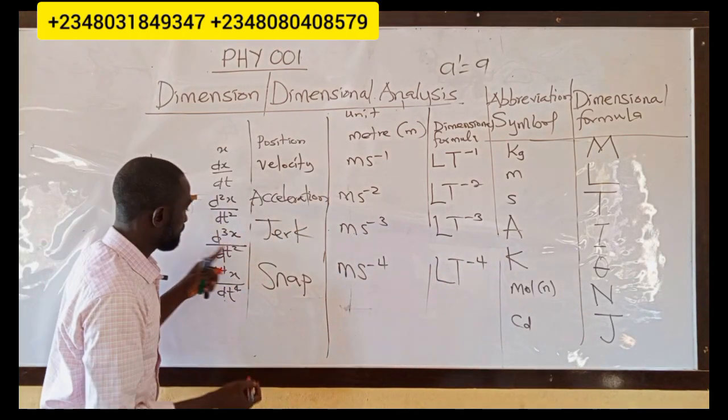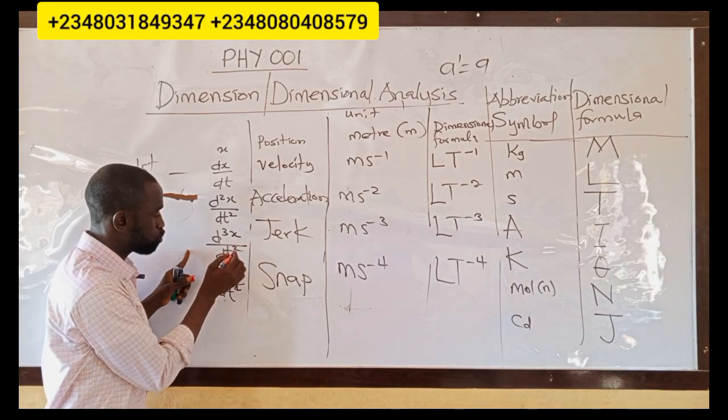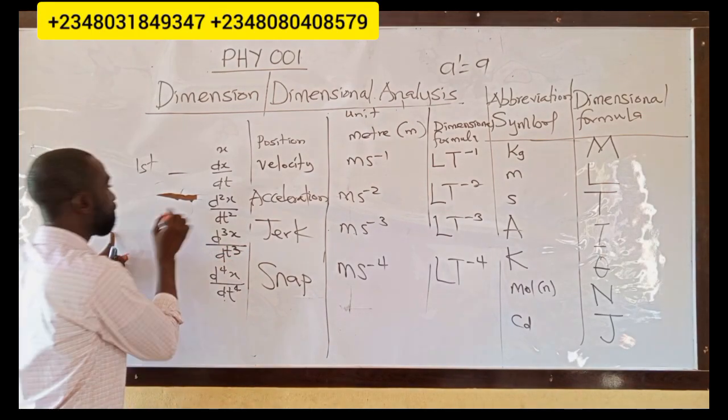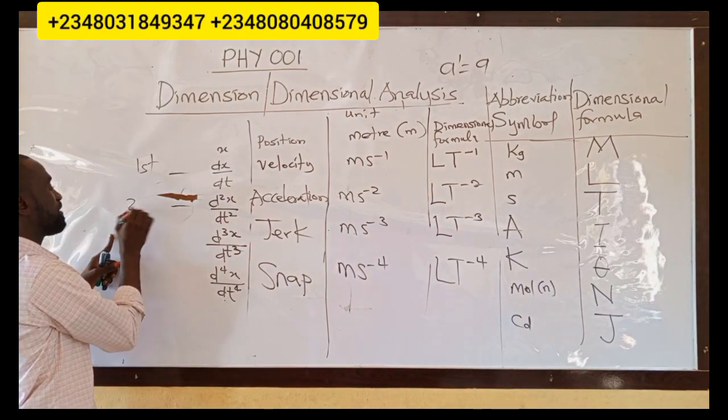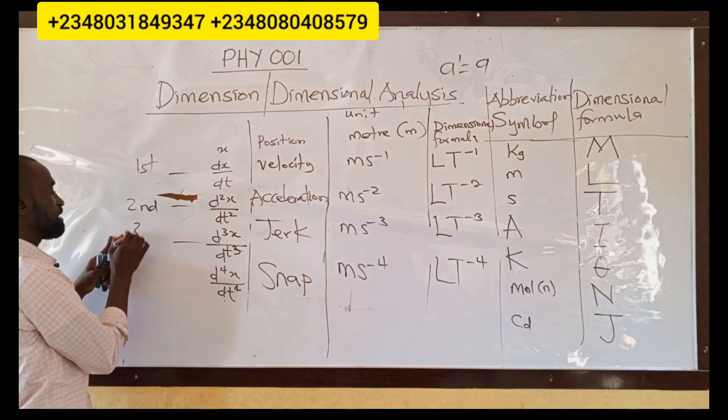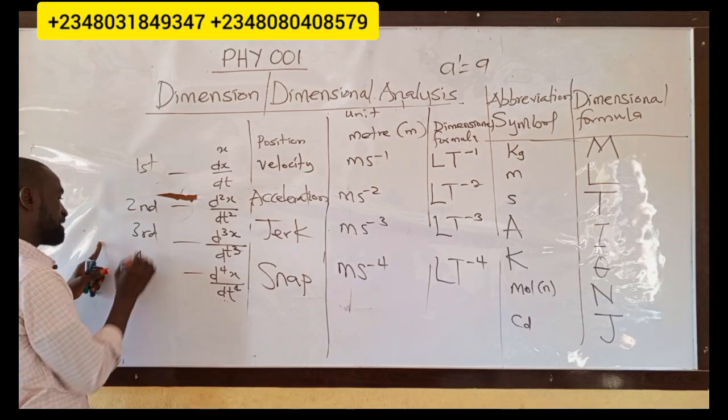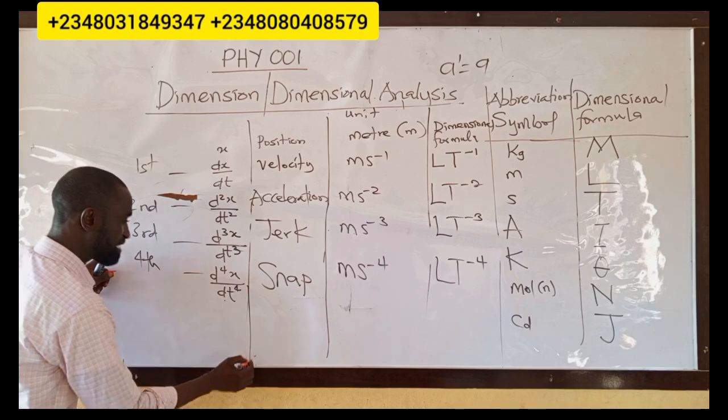Now look at this. This is t raised to power 3, not 2. This is the third derivative. This is the fourth one. This is the second derivative. This is the third derivative. This is the fourth derivative. So let us move to the fifth and the sixth one.